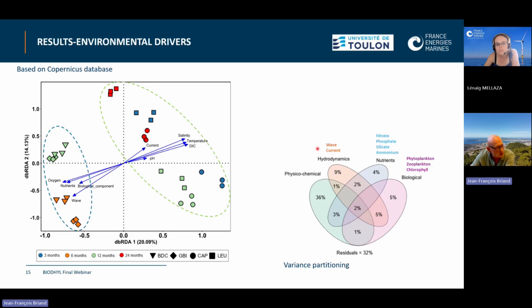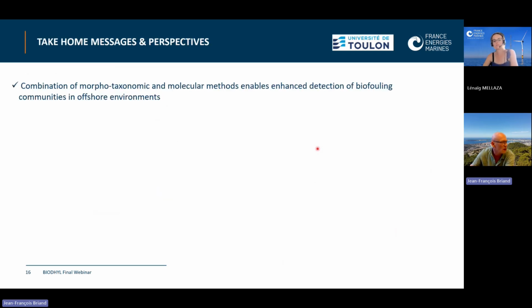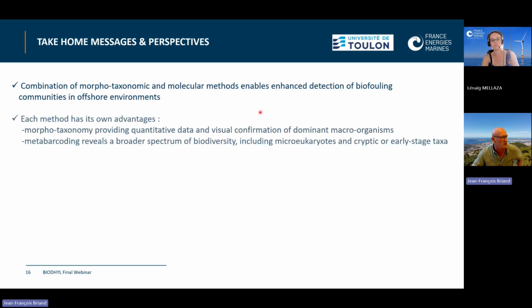So that means that these hydrodynamics parameters are really important in terms of the structure of the biofouling community in the offshore sites. So, take-home messages: the combination of morphotaxonomic and molecular methods enables an enhanced detection of the biofouling community in the offshore environment. Each method has its own advantages. Morphotaxonomy provides quantitative data and visual confirmation of especially dominant macroorganisms, but metabarcoding, the molecular approach, reveals the broader spectrum of biodiversity, including microeukaryotes and cryptic or early stage taxa.